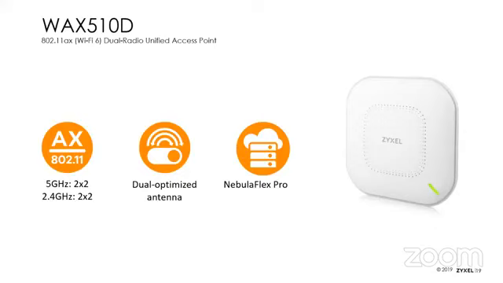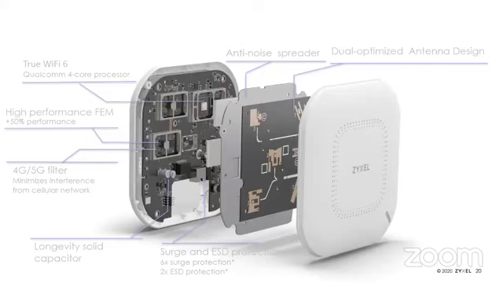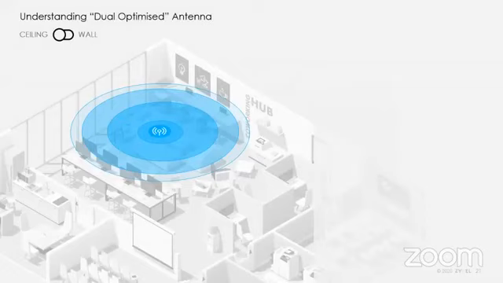So the next model here is the WAX 510D. It's got the same sort of radio performance. It's a 2x2 on both radios, but we've upgraded the antenna technology on this one to what we call dual optimized antenna. And this is not Nebula Flex, this is Nebula Flex Pro. So again, the same sort of breakdown here on the design. I won't repeat myself there. But generally, most access points are designed to be mounted on a ceiling, and their antennas are optimized based on that scenario. So they radiate out coverage in a nice sort of umbrella shaped pattern out from the access point.